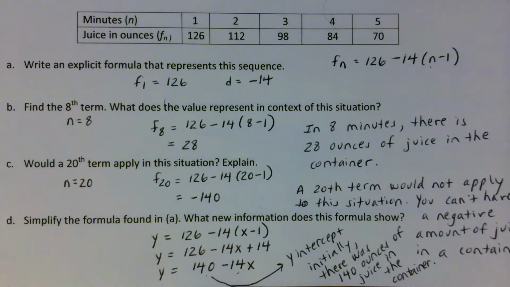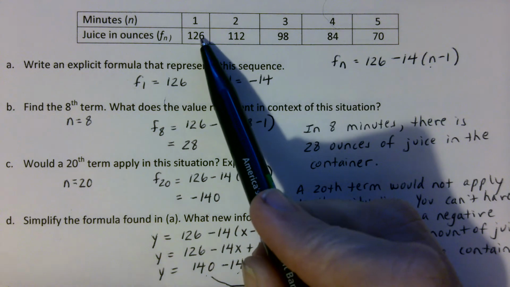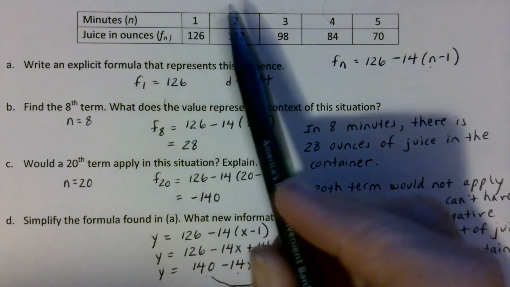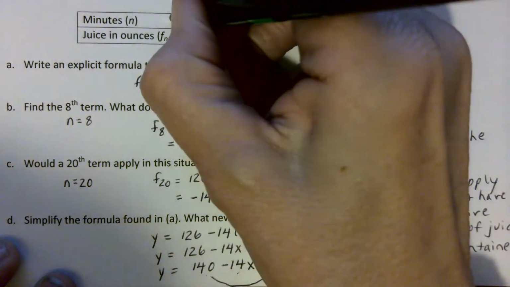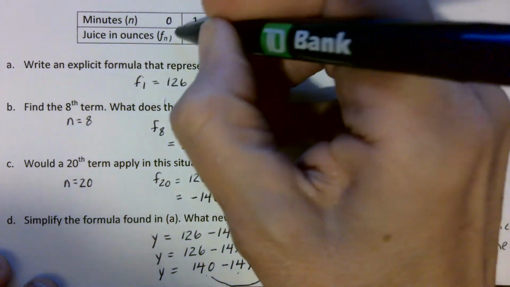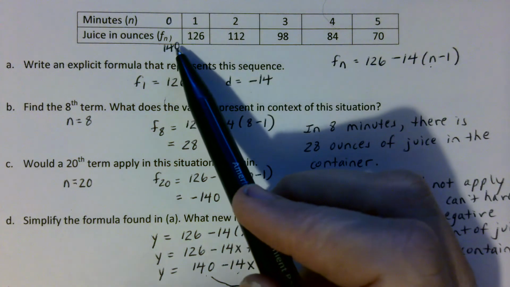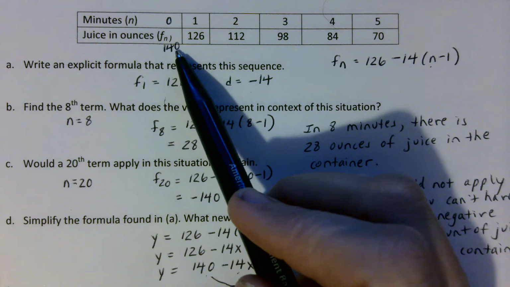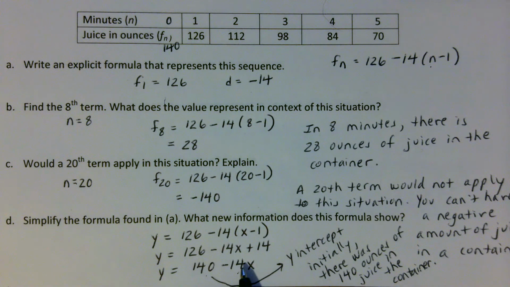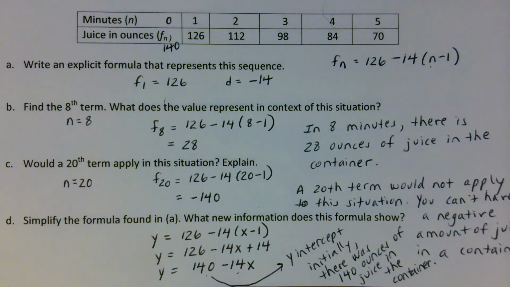You didn't have to simplify this equation. What we could have done is instead of subtracting 14 to go forward, we could have done the opposite, added 14 to go backwards. So if I go back 1 here, that would be 0 minutes, our initial amount. And if I, instead of subtracting 14, add 14, I would get 140. So this would show that the initial amount of ounces of juice in the container was 140. But by simplifying our formula, we will get the same information. And that is how the arithmetic explicit formula helps us represent situations and solve for information that's needed.